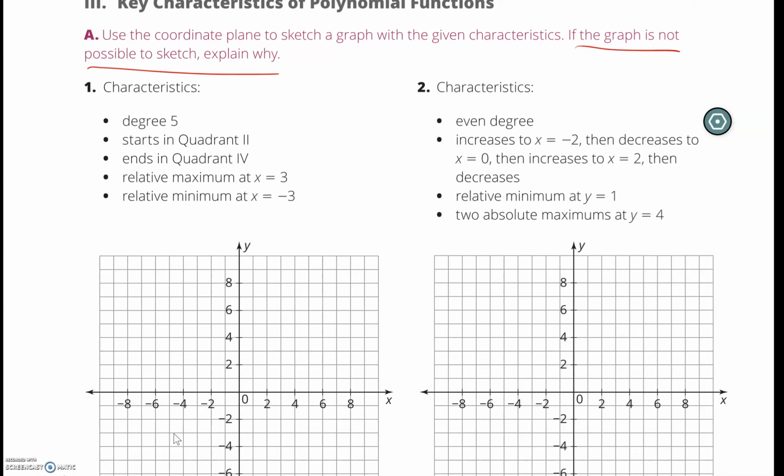You're given a different set of characteristics on each of these, so there's no way that I could go over all of the possible things that you're going to run into. That's the hard thing with math, is that you just have to recognize patterns versus seeing an example of everything. So if it has a degree of 5, then we have 4 turning points.